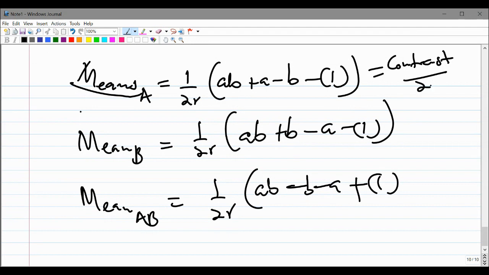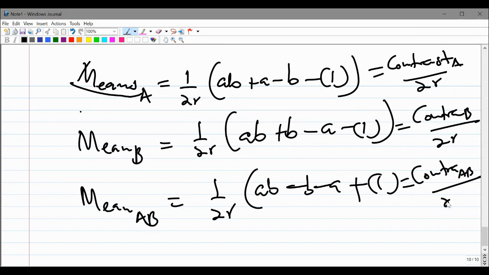Contrast of A, contrast of B, contrast of AB, divided by 2R, right? That's what we're simply saying here. So if you know how to find the contrast, it means you are done on finding the mean, because you just divide your contrast by what? 2 multiplied by the number of replications.